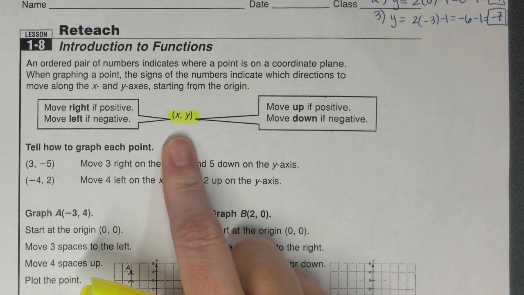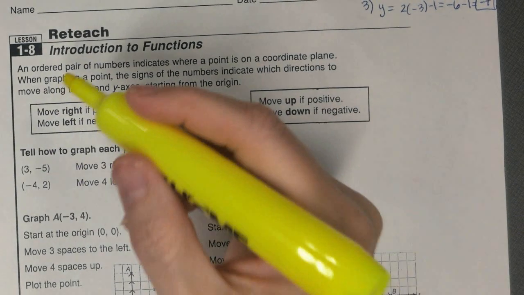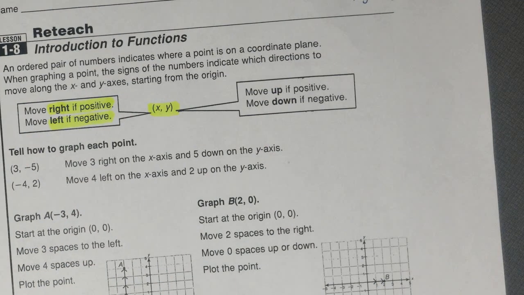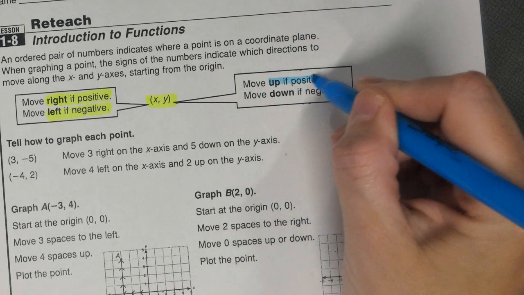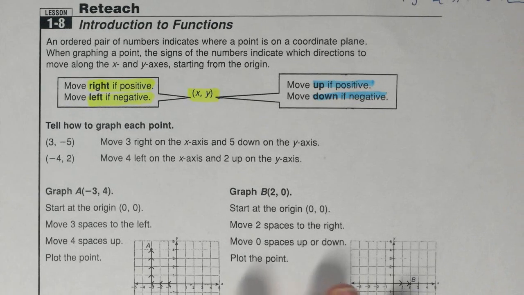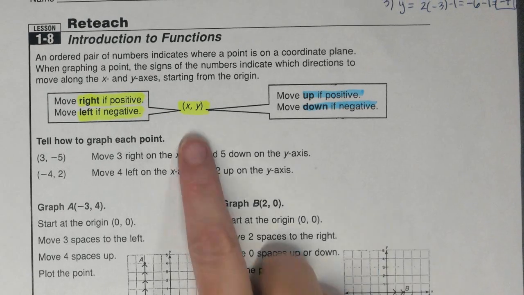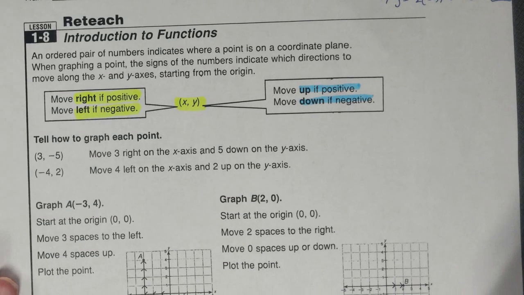Okay, so you are going to move right if it is positive for the X, and you're going to move left if it's negative. Now for the Y's, if it's positive, you're going to be going up, and if it's negative, you're going to be going down. Now, I know this is review for you. I know that you've plotted points before. So just remember, every single point is an X and a Y. So you're either going left or right, or up or down.